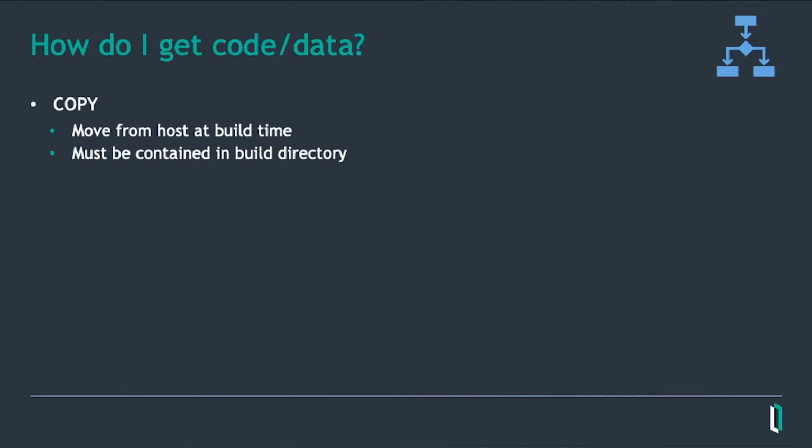That's all you really need to know about the copy command. Other than that, the only other thing you need to know is that the files need to be in the build directory. So that's the path that we specified past the Docker build command. You can't access other directories using // or anything like that. It has to physically be located in there.